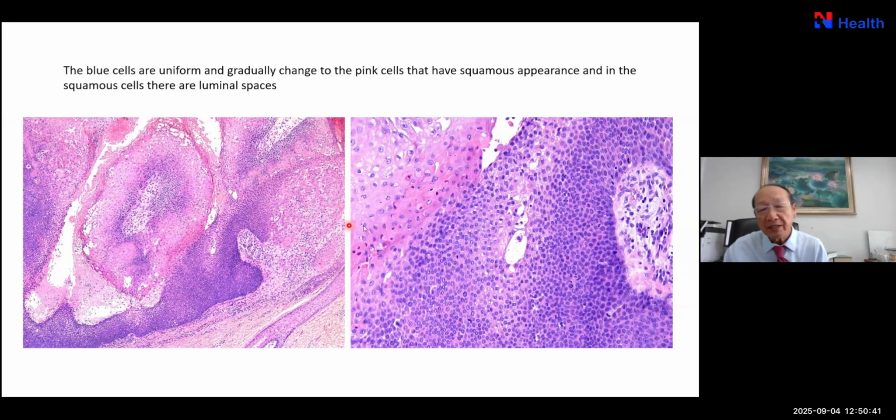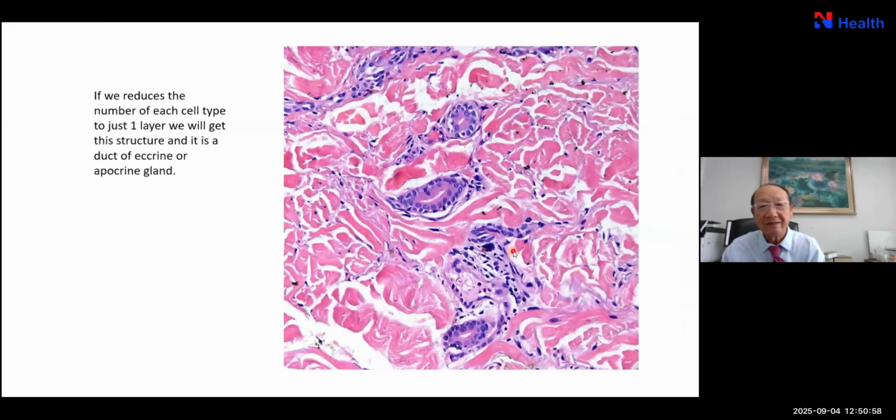In this case, if we reduce the blue cells to just one layer and the pink cells to just one layer, leaving the lumen intact, you will get a lesion like this: a duct, eccrine ducts or apocrine ducts. You can see the blue cells on the outside, the cells that have some pink cytoplasm on the inner side, and the lumen. Some of the cells on the outside have clear cytoplasm too.